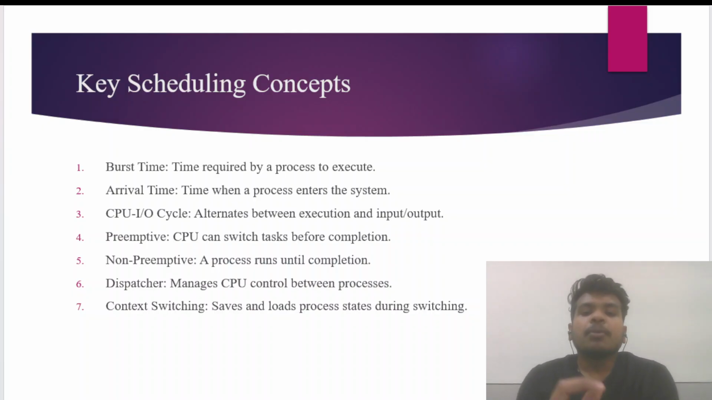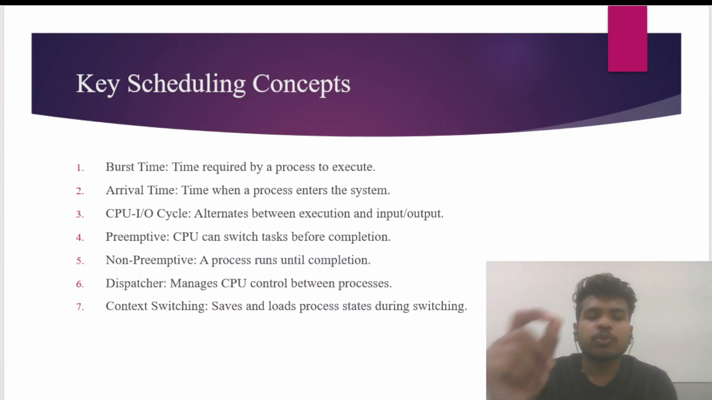After that, we have preemptive and non-preemptive scheduling. This is a very important concept in scheduling. Preemptive means that the CPU can be taken away from a process if a higher priority process arrives. It means that we can preempt the process. If a process is going on, but a higher priority process arrives and it needs execution immediately, then the CPU will be taken away from that process and will be assigned to that higher priority process.